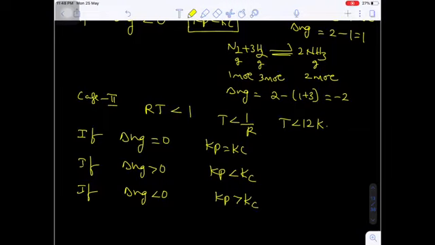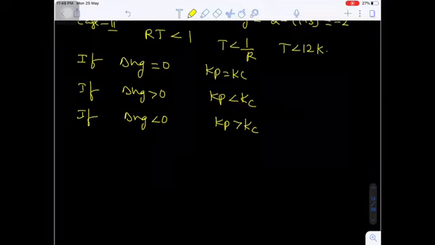Now this is a very important case. Generally, if the temperature is not given, that means the reaction is taking place at high temperature only. T less than 12 Kelvin means nearly minus 260 or minus 270 degrees Celsius. At that very low temperature, reactions are not feasible. So this is only an assumption, remember.